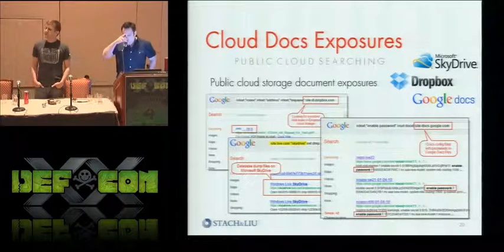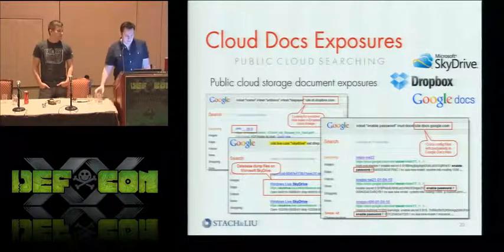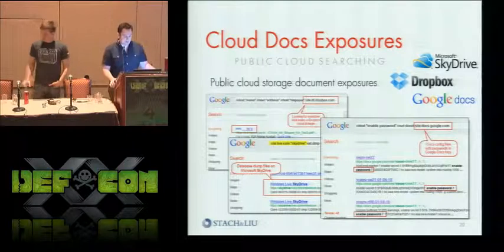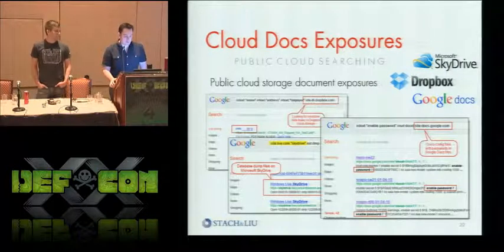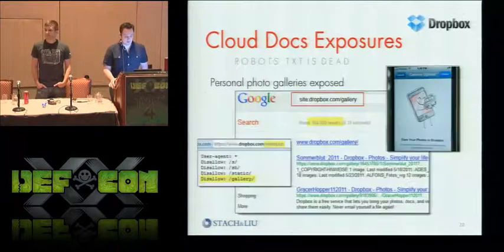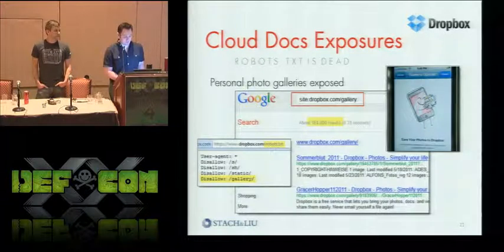And we just see a couple of examples here of finding in Dropbox a completed tax form with people's personal information, to full database dumps in SkyDrive, to people's Cisco configuration files hosted in Google Docs. Not realizing that these public folders are being indexed by Google and easily searchable.